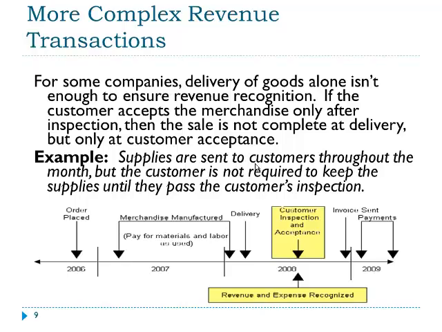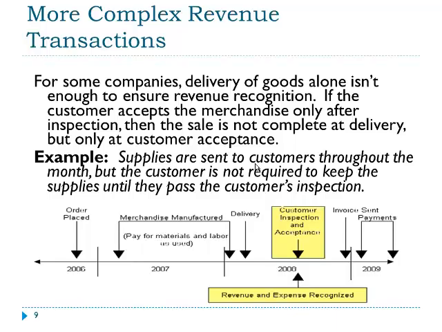Let's take a look at another type of customer transaction. For some companies, delivery alone isn't enough to ensure revenue recognition. If the customer accepts the merchandise only after inspection, then the sale isn't completed at delivery, but only at customer acceptance. This is especially true for a lot of technology type products.